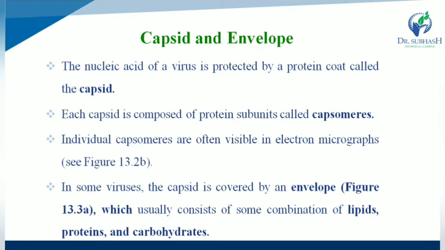First, what is a capsid as well as an envelope? The capsid is the protein coat that protects the nucleic acid of the virus. The capsid is divided into various protein subunits called capsomers, and individual capsomers are visible with the help of electron micrographs. And last, what is an envelope? In some viruses, the capsid is covered by an envelope, which usually consists of some combination of lipid, protein and carbohydrates.